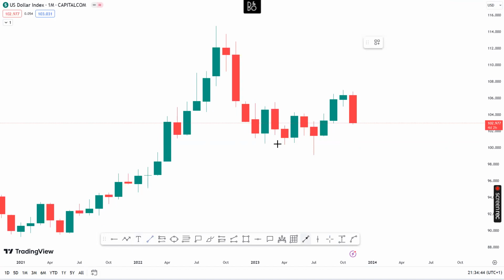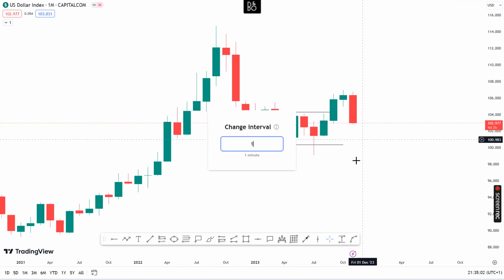And I see these stop points here, and this break of structure here, and this break of structure here. So let's go down to the weekly.